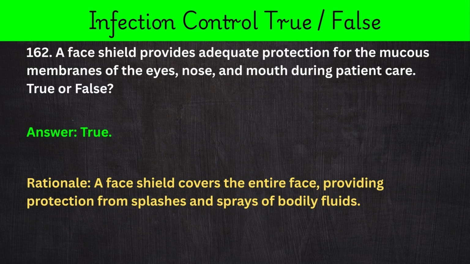162. A face shield provides adequate protection for the mucous membranes of the eyes, nose, and mouth during patient care. True or false? Answer: true. Rationale: a face shield covers the entire face, providing protection from splashes and sprays of bodily fluids.